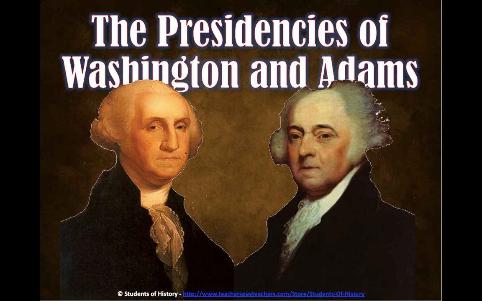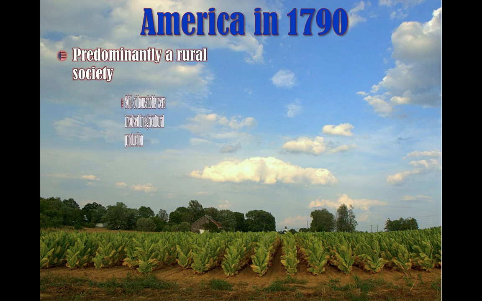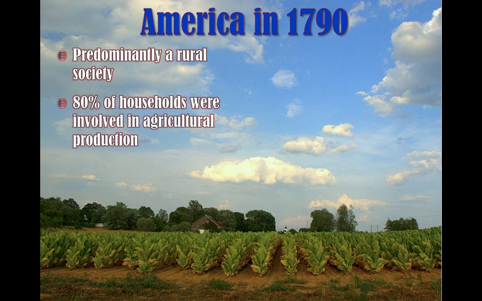So we are starting Unit 5, which is starting with the presidencies of Washington and Adams. So we just went over creating our United States Constitution and starting our government. So what does America look like in 1790? Well, it is predominantly a rural society, meaning a lot of farming, not a lot of huge cities have yet sprouted up. There is New York City and Boston and Philadelphia, which we've talked about, but mostly it is farming towns and using agriculture for their main means of creating income.